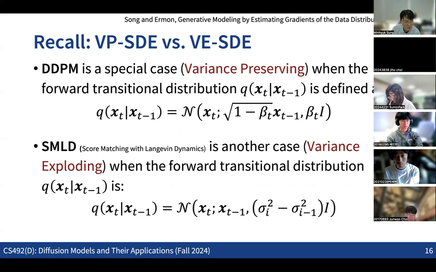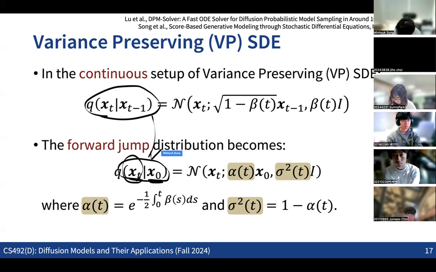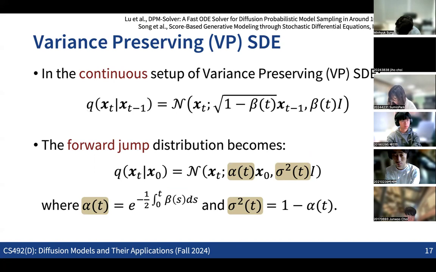And also, especially for the variance preserving case, when you define the forward transition distribution in this way, based on that we can also derive the forward jump distribution, xt conditioned on x0, right? We have seen how we can derive this distribution from this distribution in the discrete setup. And we can do the same thing in the continuous setup.